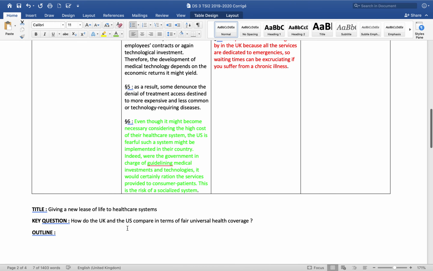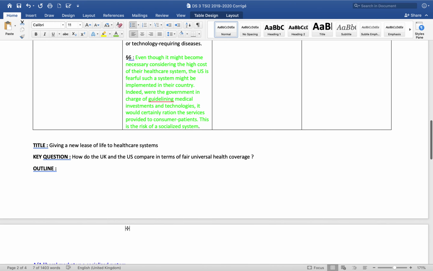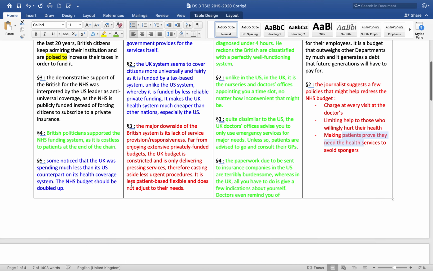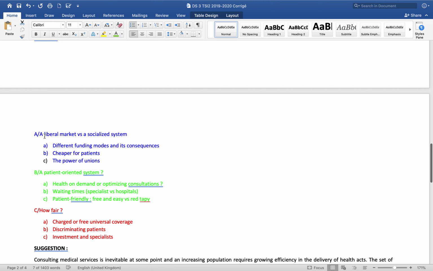Right, so as you can see, I've already placed my colors and they are symbolized here. So everything that is in blue in this table concerns the difference between a liberal market, which is the US system, where you use the private sector, you use the private market to regulate the health system, versus the socialized system, which is the British system, in which the state is in charge of offering and providing for services of health. Now, I managed to select 3 different parts.